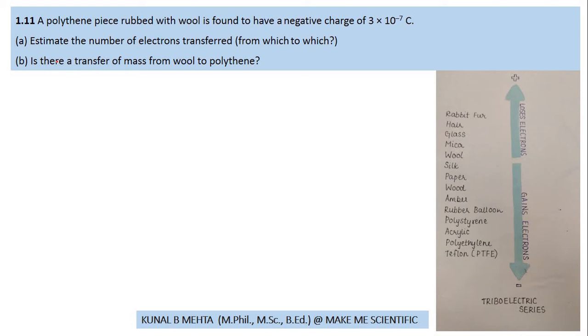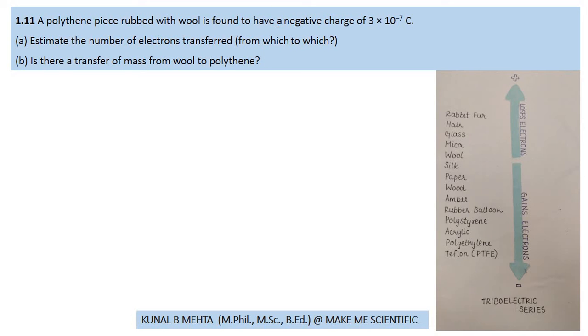Hi there. So let's discuss problem 1.11. Here a polythene is rubbed with wool and polythene is found to have a negative charge. Now guys, please do not misinterpret the question and do not get confused by the language of the problem. The polythene piece is rubbed with wool and it is found to have a negative charge.